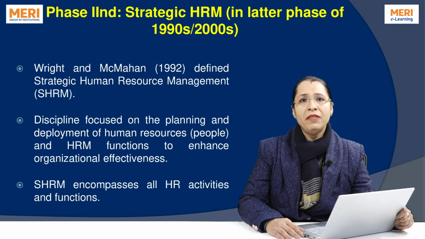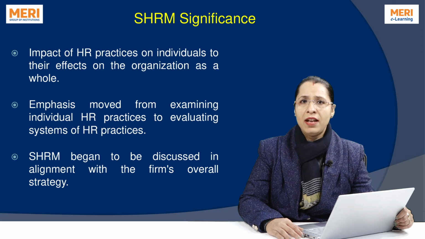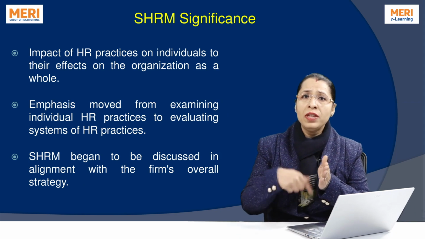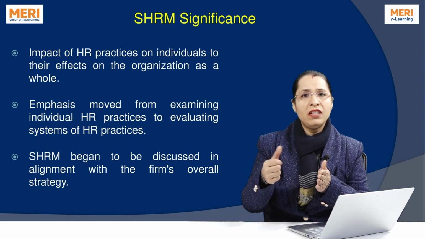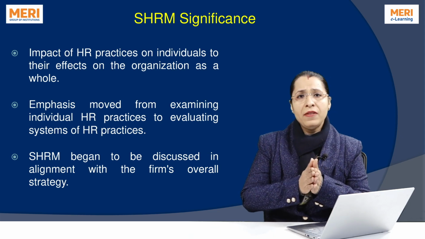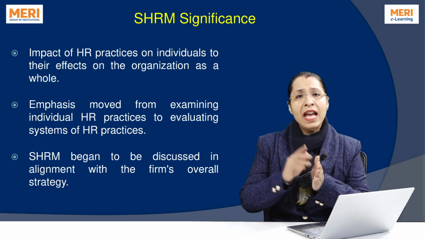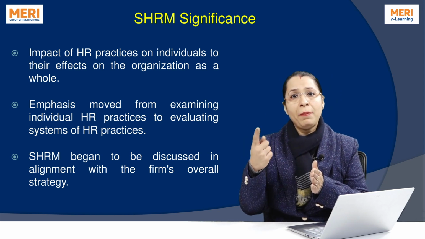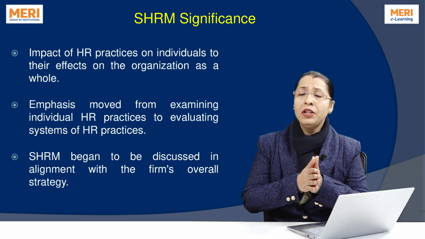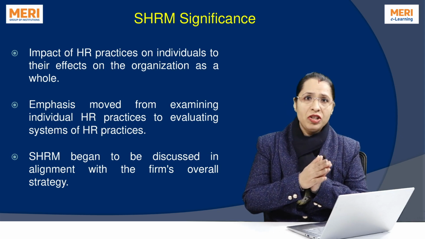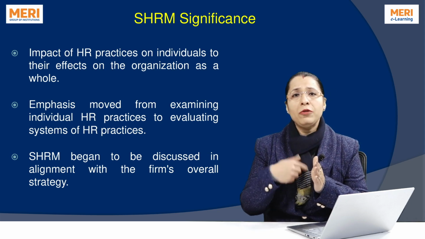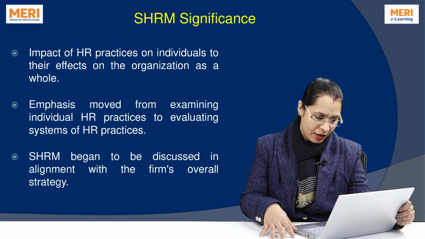Further, in this stage, the field of human resource management witnessed the emergence of strategic human resource management, with the first phase, the focus of analysis shifted from the impact of HR practices on the individual to their effect on the organization as a whole. In the second phase, the emphasis moved from examining individual HR practices to evaluating the system of HR practices. Finally, recognizing the growing significance of HR as a strategic management tool, SHRM began to be discussed in alignment with the firm's overall strategy.